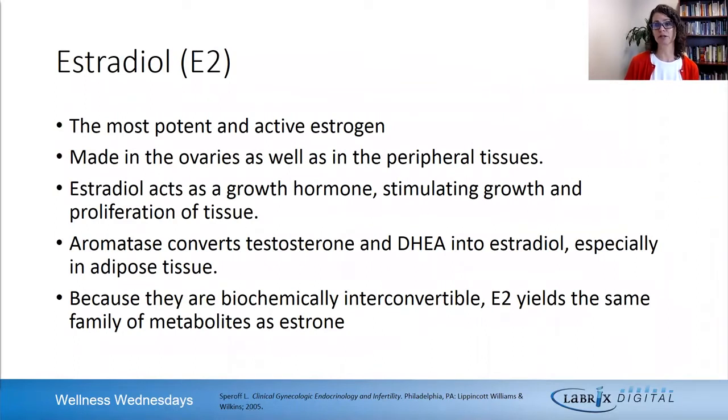Estradiol, or E2, is the most potent and active estrogen. It's made in the ovaries as well as in the peripheral tissues. It acts as a growth hormone, stimulating growth and the proliferation of tissue. Aromatase converts testosterone and DHEA into estradiol, in particular, especially in the adipose tissue. And because they are biochemically interconvertible, E2 yields the same family of metabolites as E1. We're going to be looking at some charts that will make that a little bit more clear to you in a little bit.